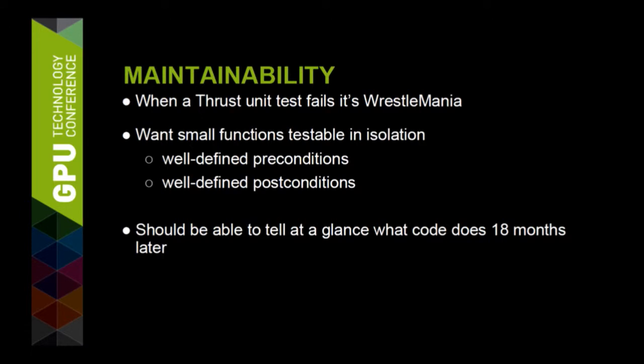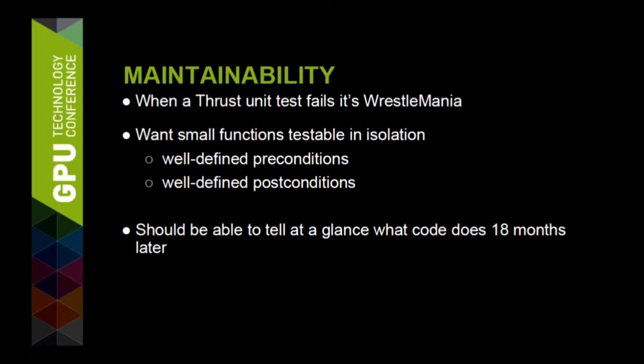So first I want to talk about maintainability. When a Thrust unit test fails, it's this gigantic nightmare. It's like WrestleMania, trying to find out what exactly happened, whose fault it is, why this test failed, and how we fix it. There are all these moving parts that sit beneath Thrust. There's the CUDA code itself, there's NVCC, the compiler, there's the driver, then there are different GPU architectures that all work differently and have different machine constants. Who knows how they work? So when something fails within Thrust, it can be very difficult to figure out what happened.